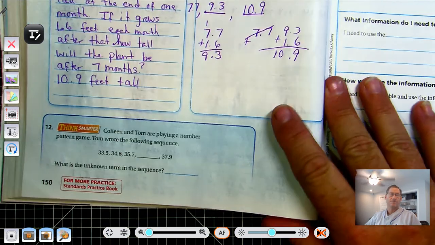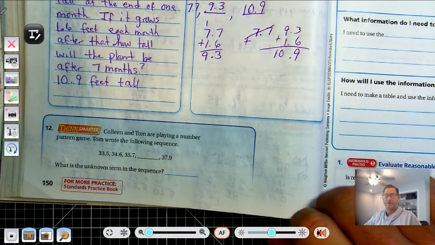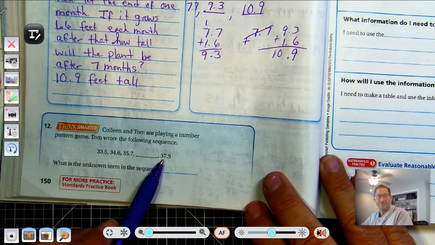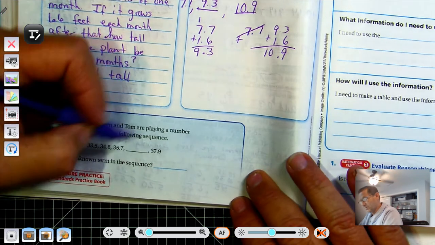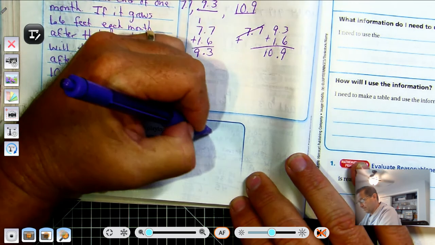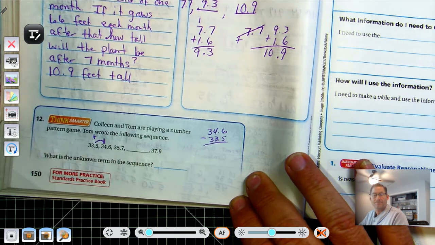All right, number 12. Colleen and Tom are playing a number pattern game. Tom wrote the following sequence. He went from 33 to 34 to 35 and finishing at 37. So it's going up, right? So he's adding what? Well, let's take those two terms and subtract to find out how much it's increasing by.